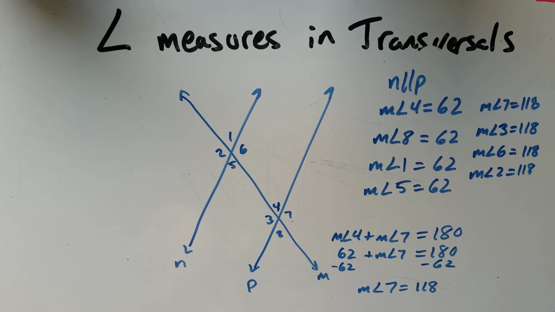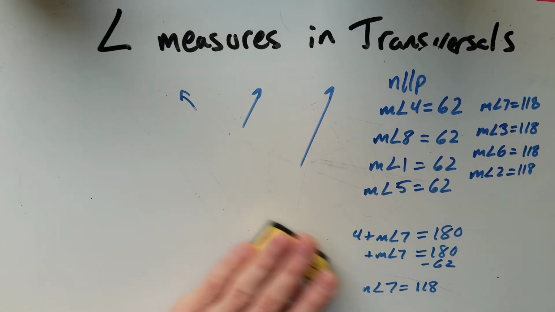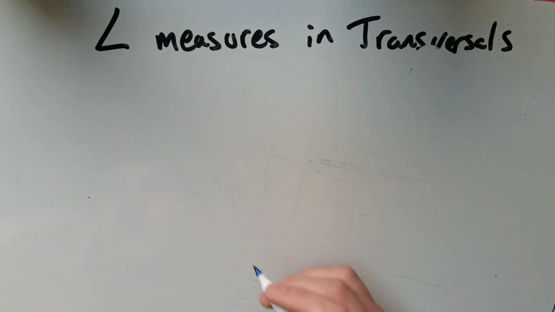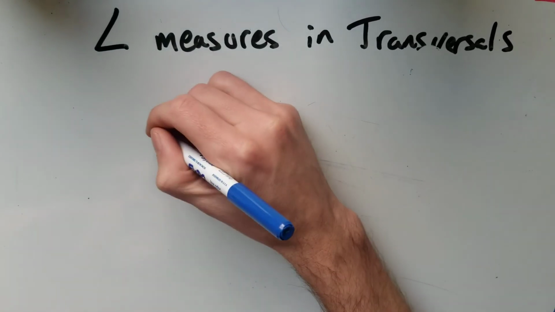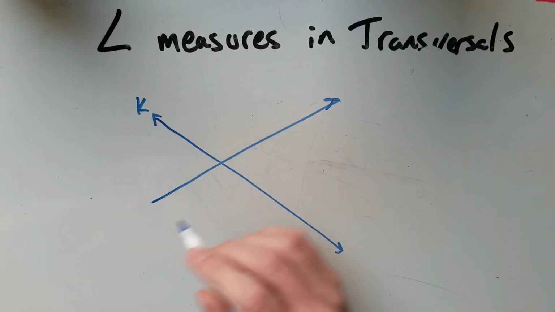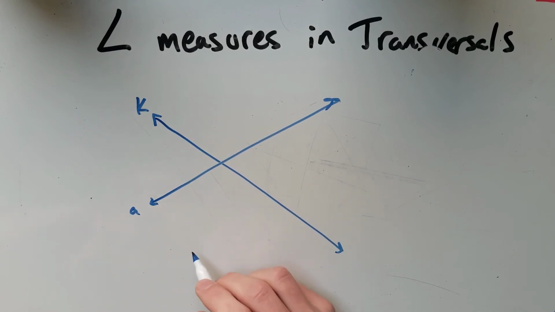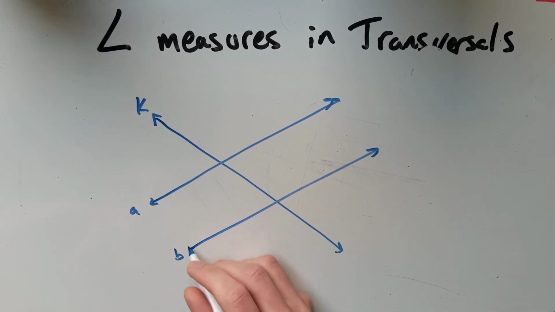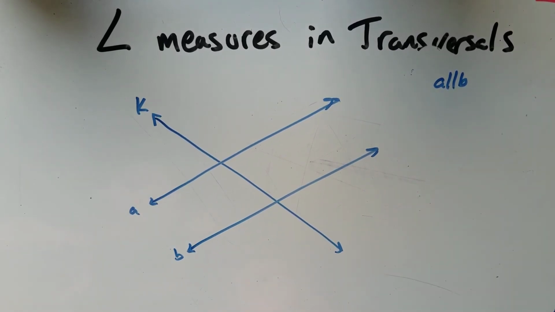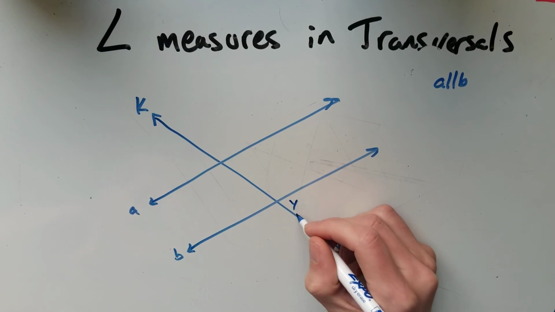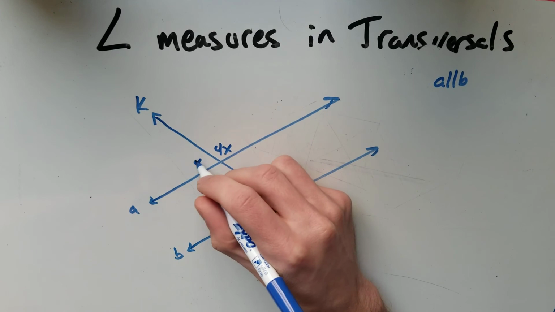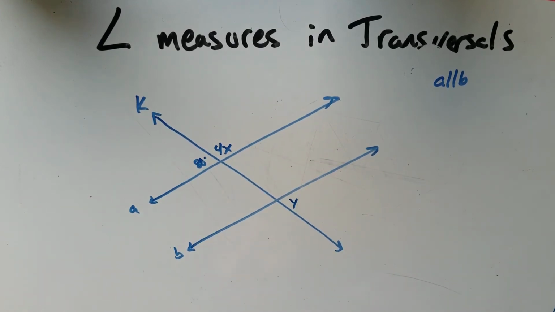Alright, the last one that we'll do today, very similar thinking, is going to be this one here. We have a transversal K, and that cuts line A and through line B, and we are given that A is parallel to B. We're told this is Y, we're told this is 4x, and we're told this has a measurement of 80 degrees.